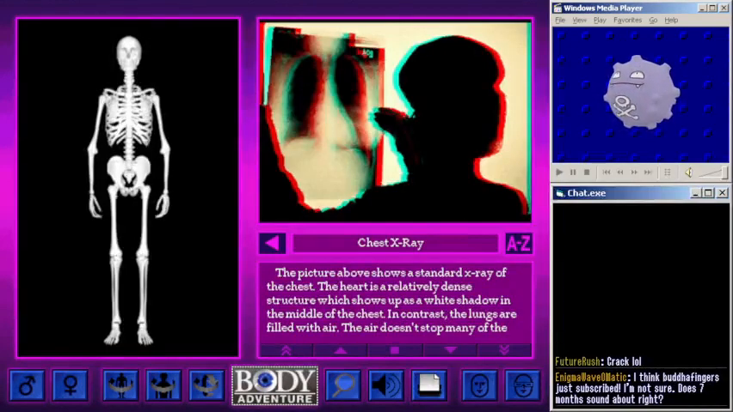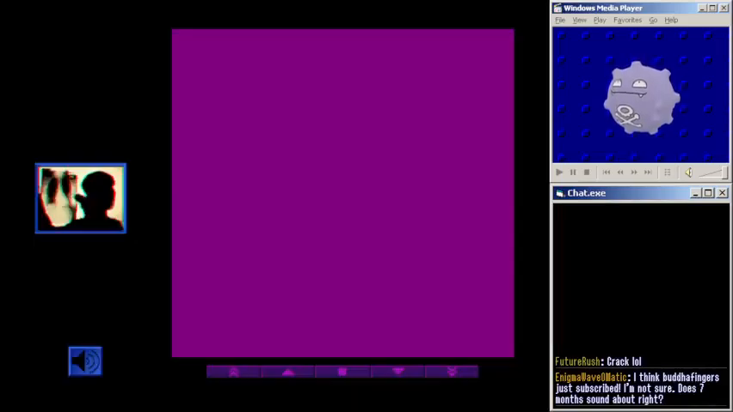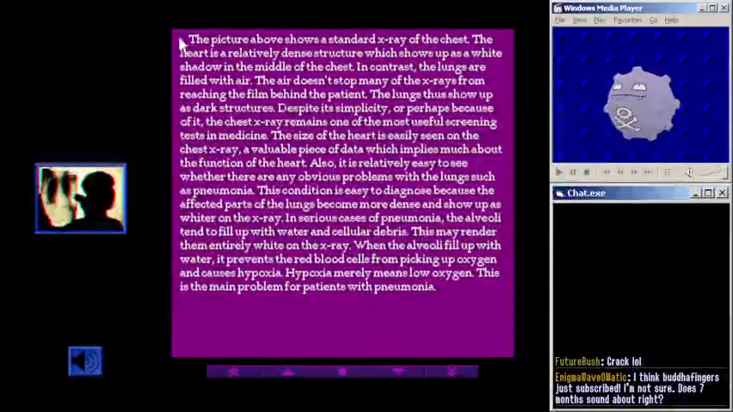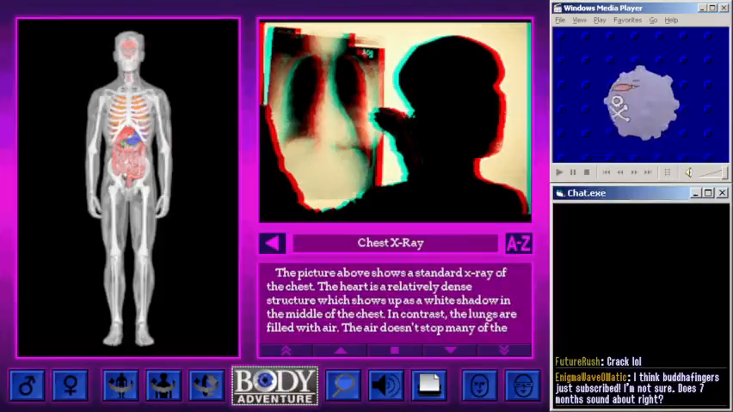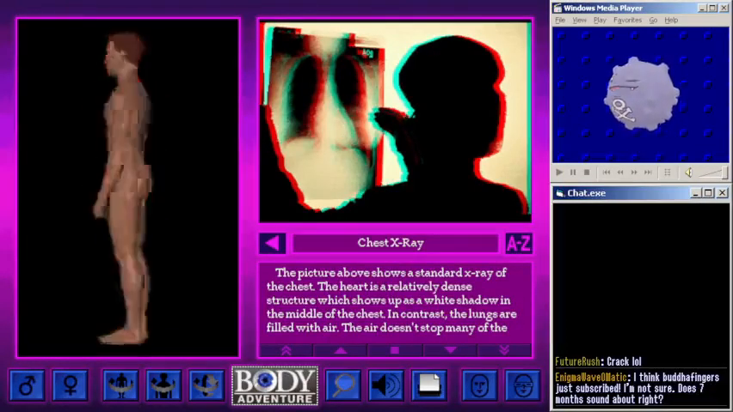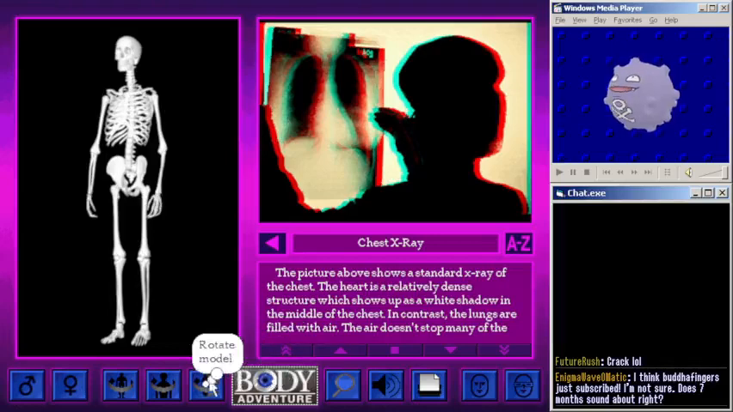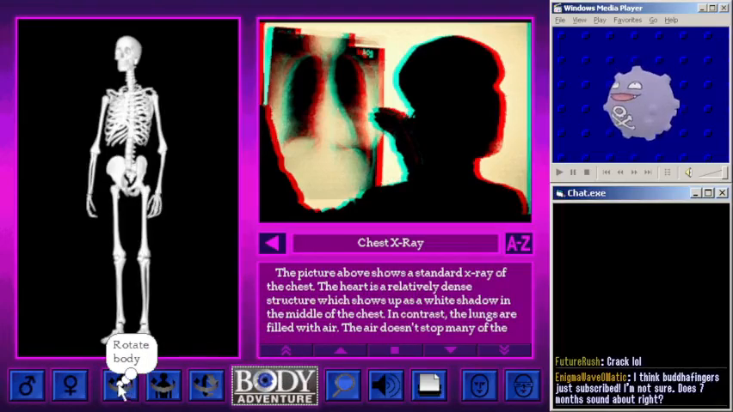Chest x-ray. Standard x-ray of the chest. Heart is a relatively dense structure, etc. Blah, blah, blah. It's time to move on to the other stuff. Whoop. What does this do? Rotate model. Rotate torso. Rotate body.